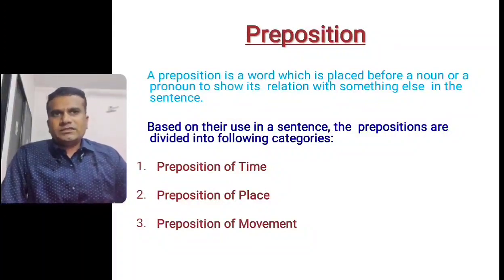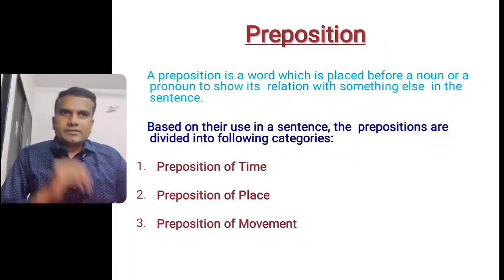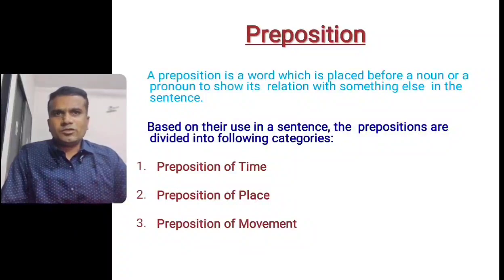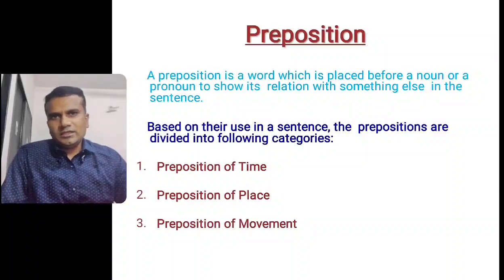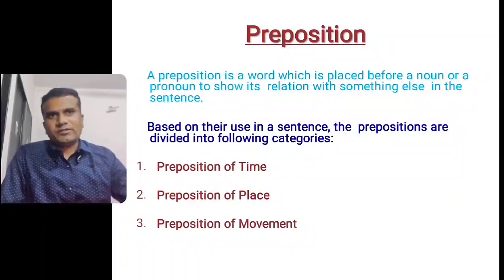Now, based on the use of prepositions in a sentence, the prepositions are divided into following categories or types. First type of preposition is preposition of time. Second category of preposition is preposition of place, and finally third, preposition of movement. Now we will see one by one.